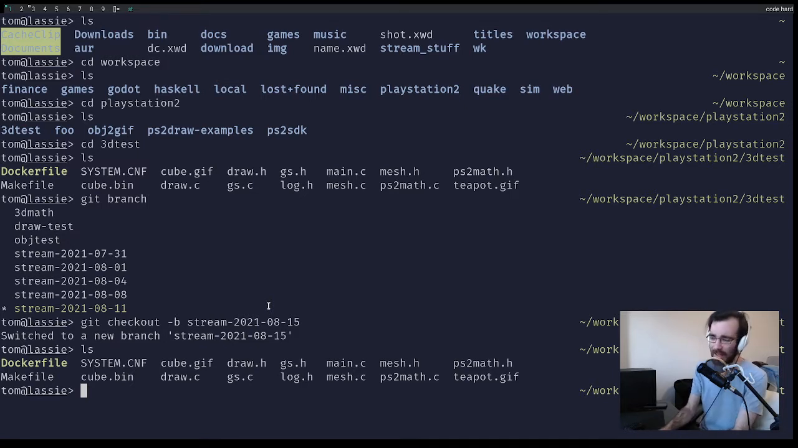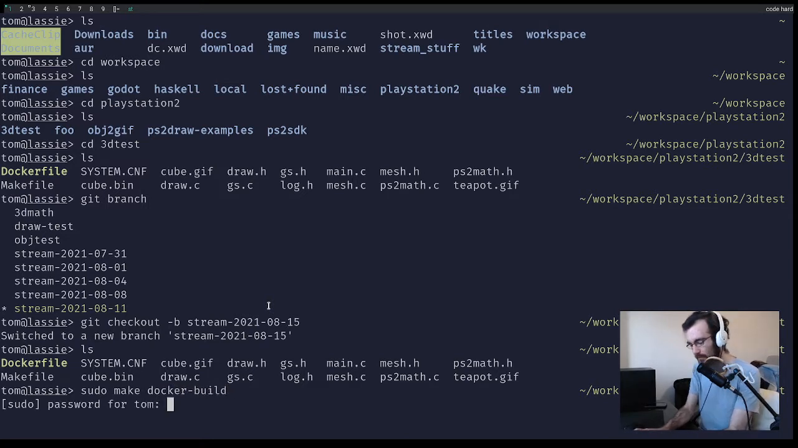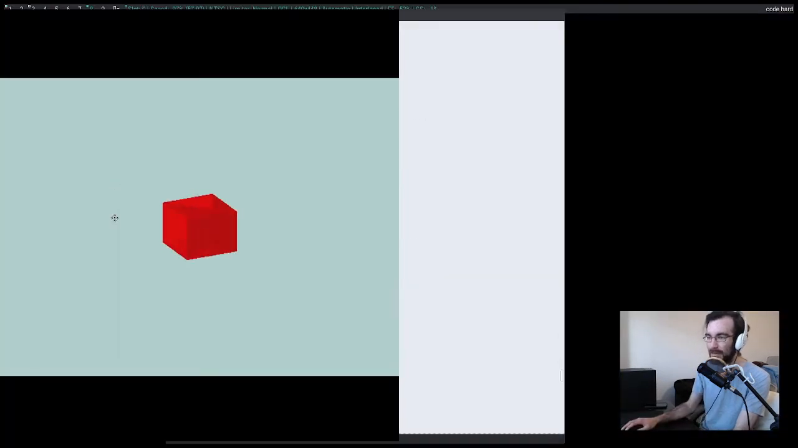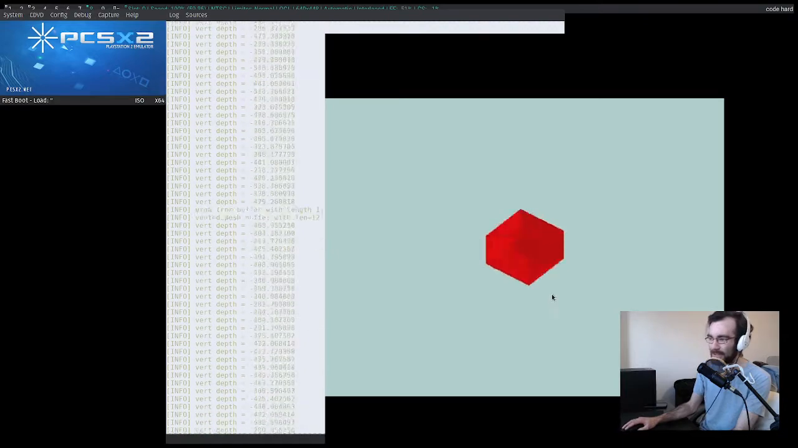So, let's start by showing off what we had last time. Docker build. If I can remember my password. Just a few little errors here as we get into it, but this is fine. We have a magnificent spinning cube, okay?